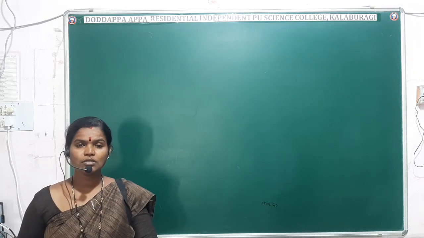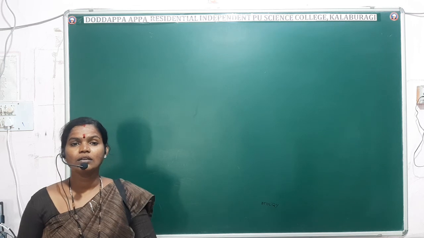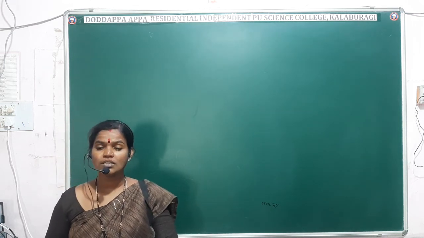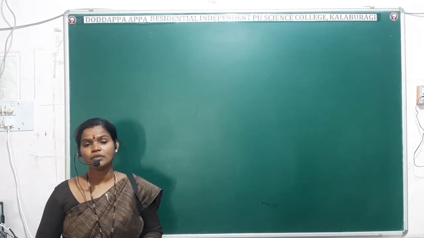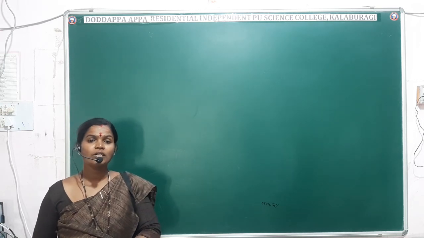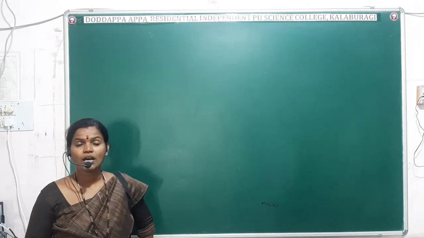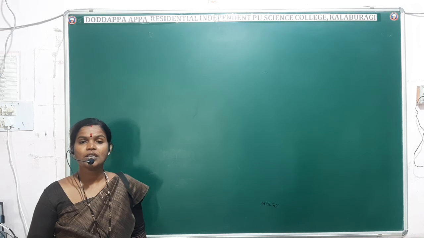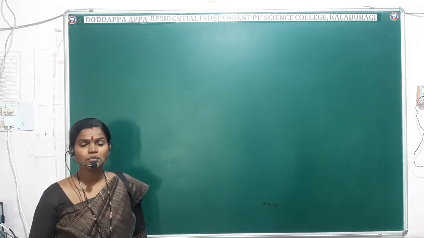Hello students. In the previous class, we talked about the steps of recombinant DNA technology. In this class, we have started the steps of recombinant DNA technology, and there we have seen three steps. The very first step is the isolation of the genetic material from the different organisms.